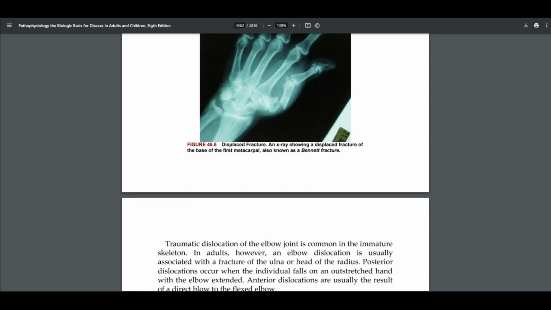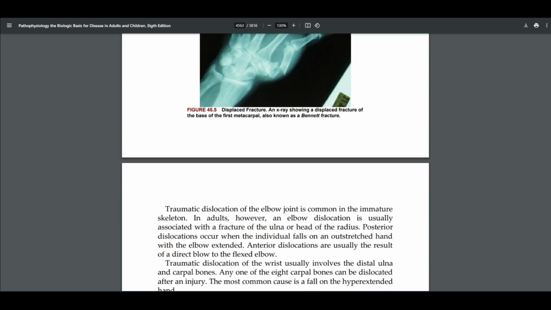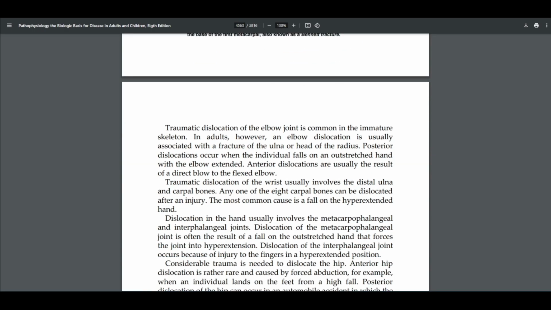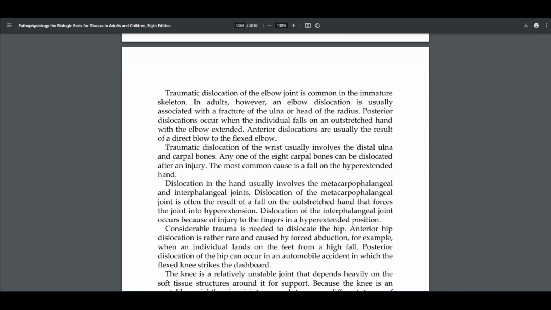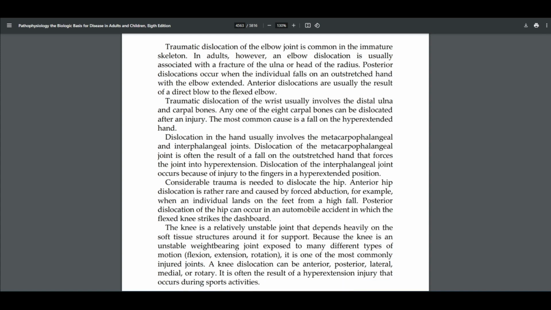Traumatic dislocation of the elbow joint is common in the immature skeleton. In adults, however, an elbow dislocation is usually associated with a fracture of the ulna or head of the radius. Posterior dislocation occurs when the individual falls on an outstretched hand with the elbow extended. Anterior dislocations are usually the result of a direct blow to the flexed elbow.